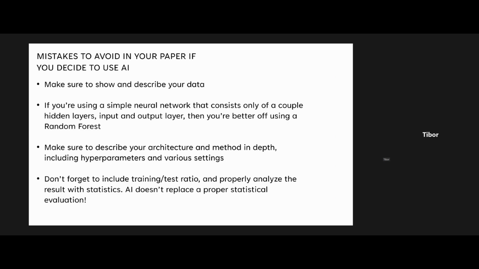Whenever you do use a neural network, make sure to thoroughly describe your architecture and method in depth, or have somebody more experienced in the problem do that for you. This includes various hyperparameters and settings of the neural network. And most importantly, don't forget to include various parameters of your dataset, such as the training test ratio, and make sure to provide various results of your neural network and analyze them with statistics. AI does not replace proper statistical evaluation, and you always have to do this to validate your results.